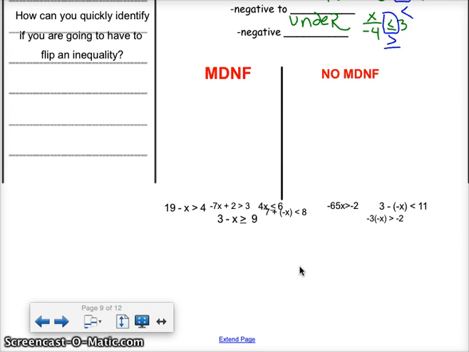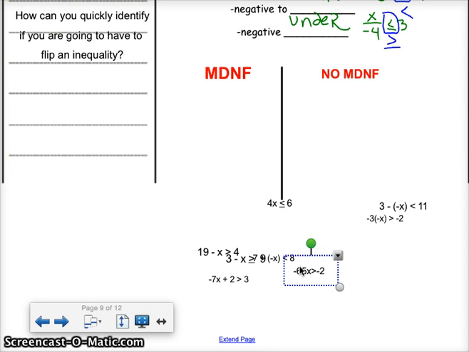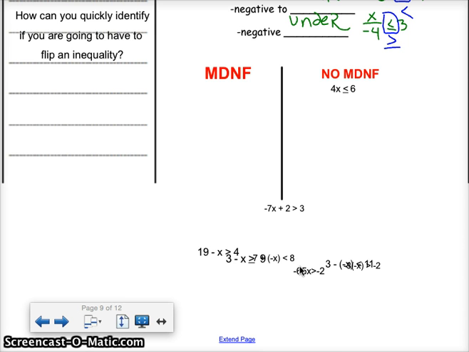Okay, so looking at this first inequality, 4x is less than or equal to 6. Would I be moving a negative number? Is there a negative to the left? No. I would just move up my 4. 4 is positive, so I would not flip it. What about this one? Would I flip this one? Negative 7x plus 2 is bigger than 3. I would subtract 2, and then I would divide by a negative. When you divide by a negative, you have to flip. It turns into a false statement.